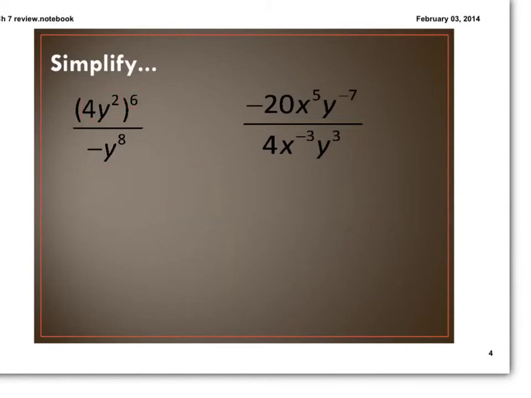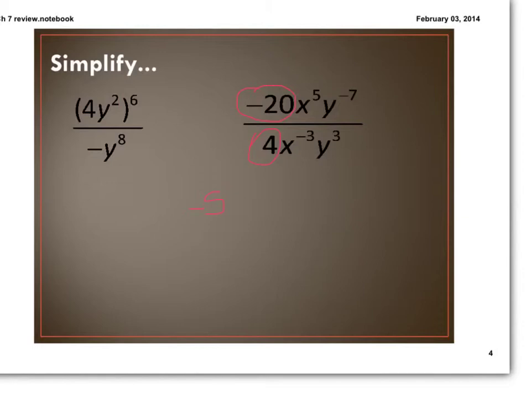In the next one, we have negative 20 x to the 5th, y to the negative 7th, divided by 4x to the negative 3rd, y to the 3rd. So here we go. We're going to start with negative 20 divided by 4. That's a basic fact, which is going to be negative 5.